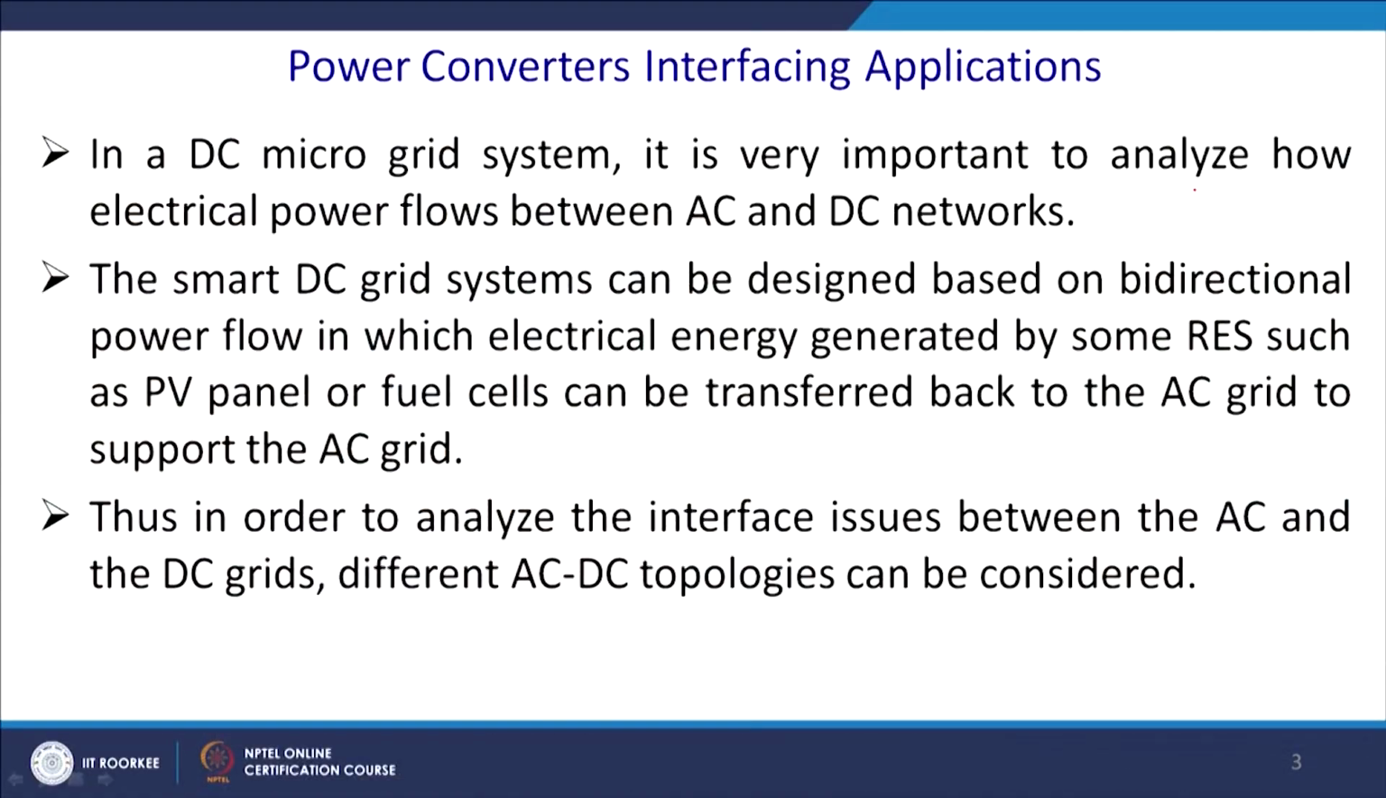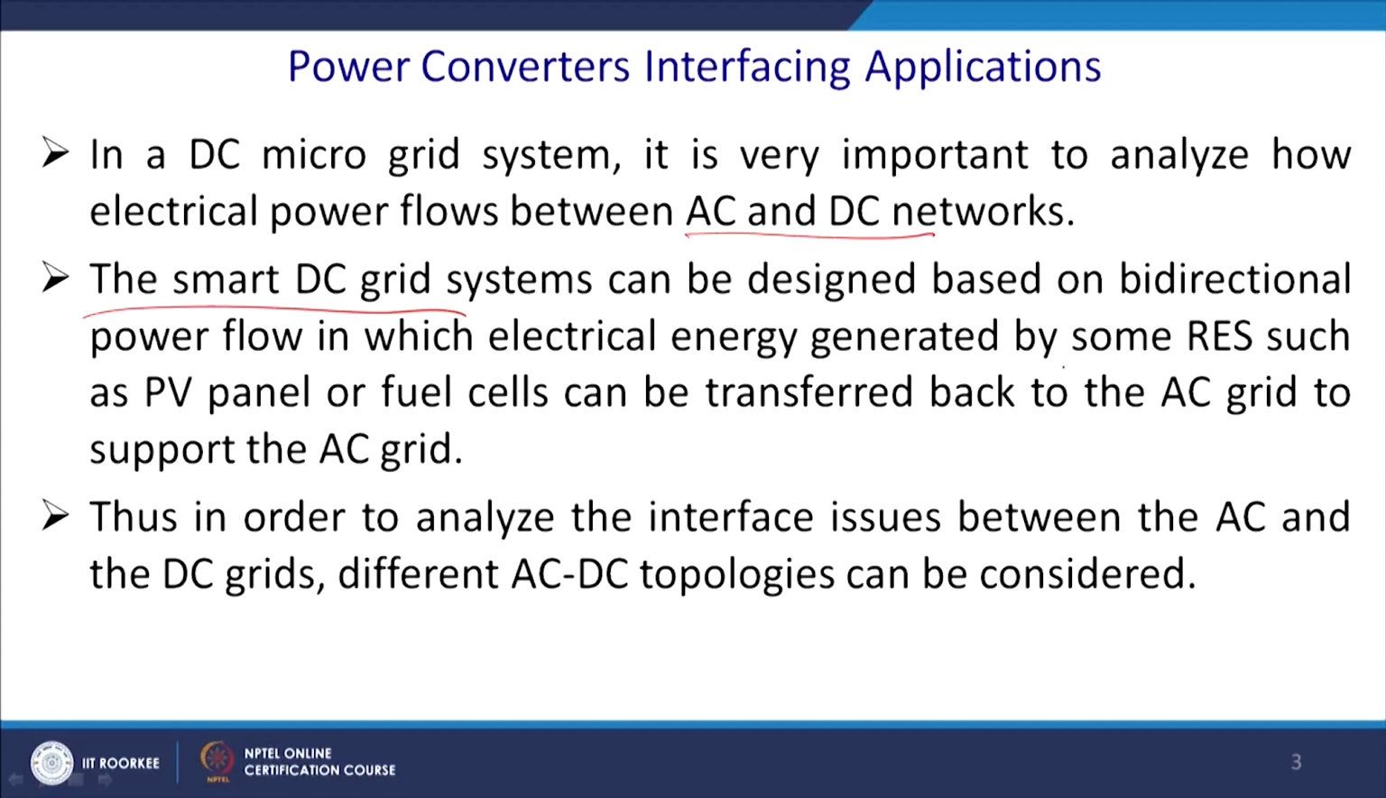So, in a DC microgrid system, it is very important to analyze how electric power flows between AC and DC network. So, you have to see that. There is the interconnectivity between AC and DC and how power flows.